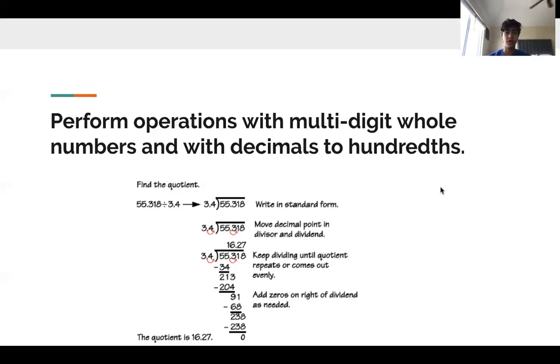Just as a review, we covered understanding how to perform these operations with multi-digit whole numbers, as well as our understanding of place values.